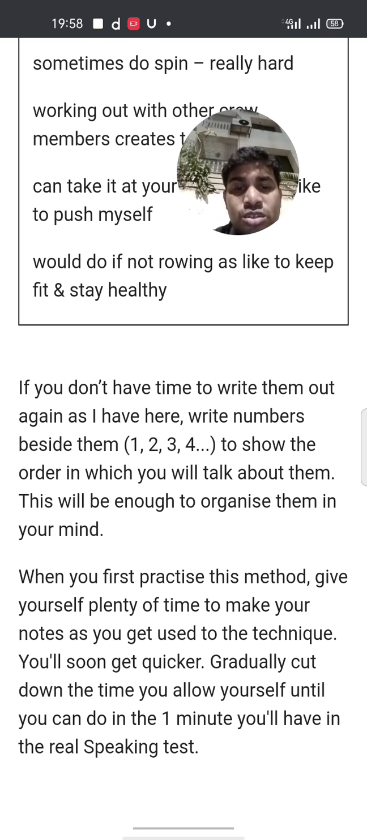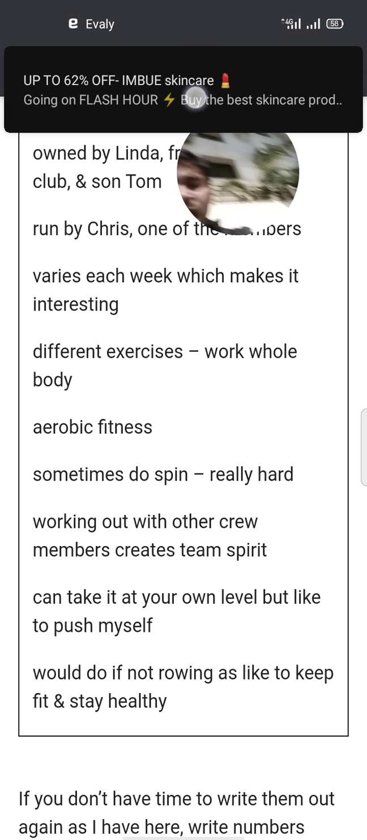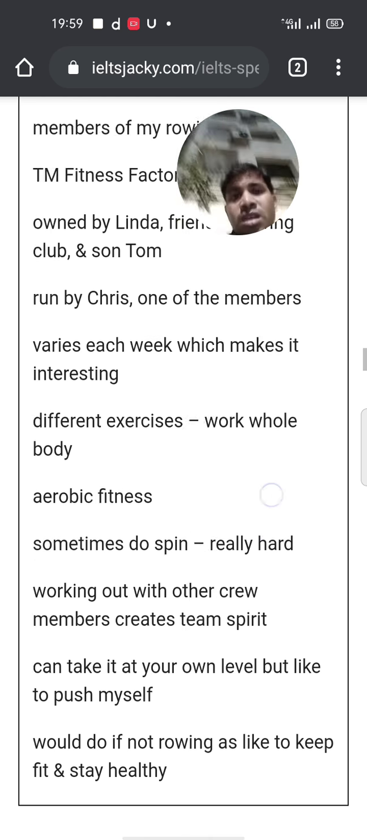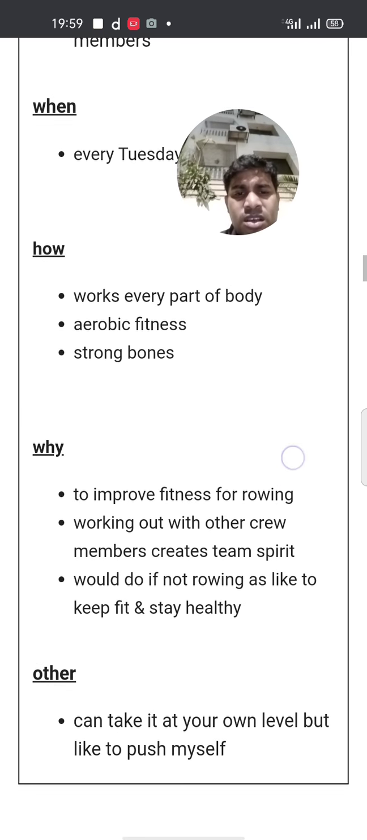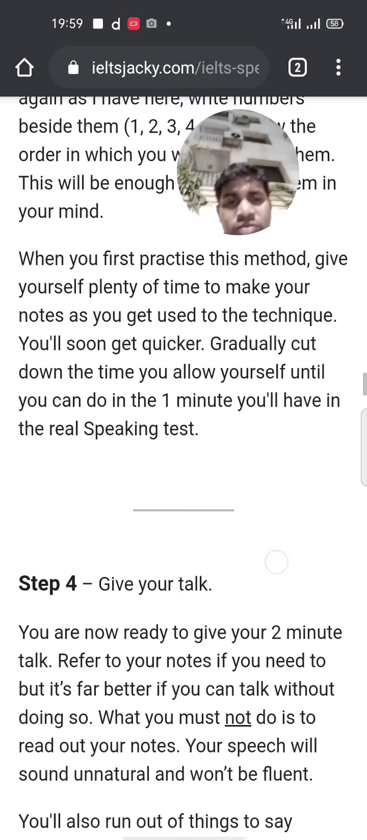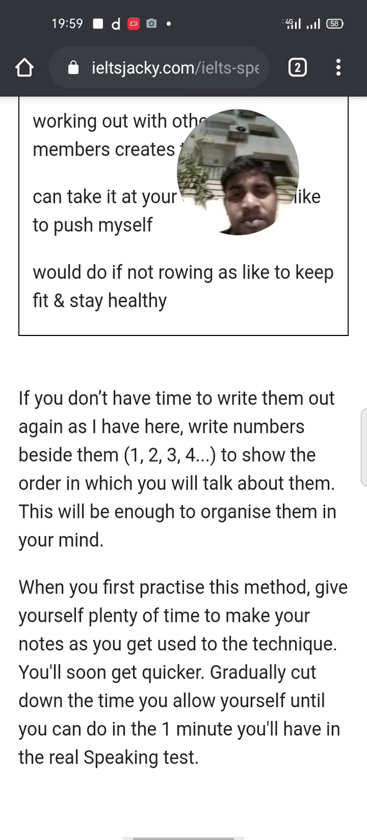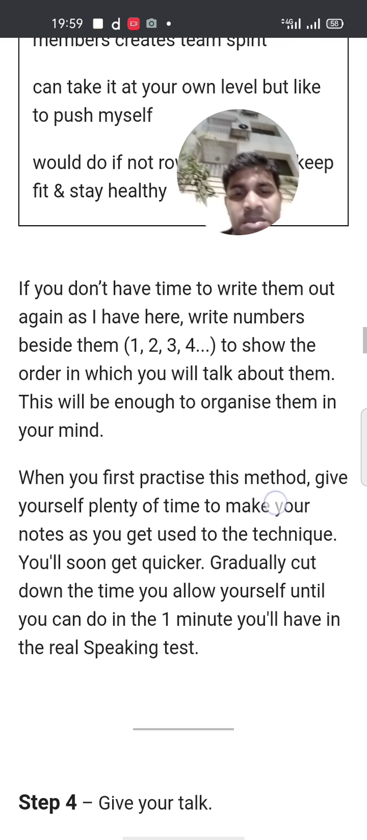If you don't have time to write them out again, as I have here, write a number beside them: 1, 2, 3, 4. That means organizing those topics or ideas. You can simply write this way. Also, you can write 1, 2, 3 instead of all things, because your time is limited, to show the order in which you will talk about them. This will be enough to organize them in your mind.